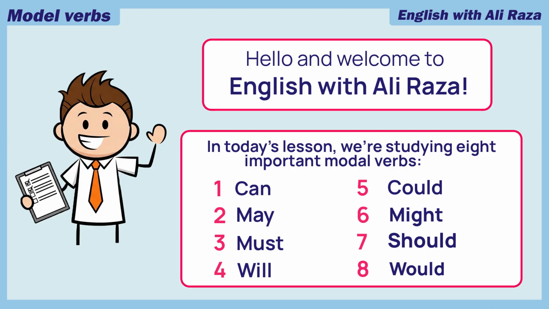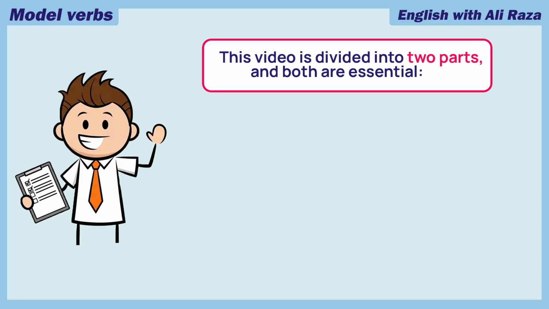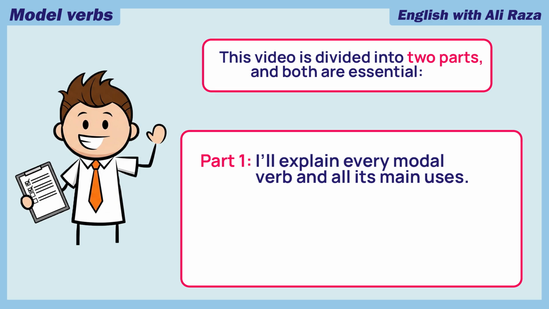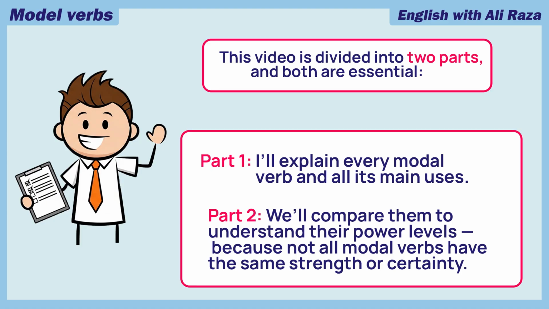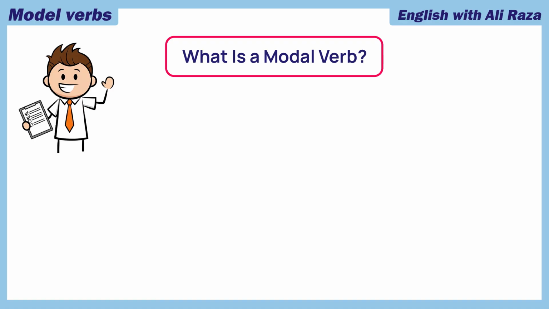In today's lesson, we're studying 8 important modal verbs: can, could, may, might, should, must, will, and would. This video is divided into 2 parts, and both are essential. Part 1, I'll explain every modal verb and all its main uses. Part 2, we'll compare them to understand their power levels, because not all modal verbs have the same strength or certainty. What is a modal verb?